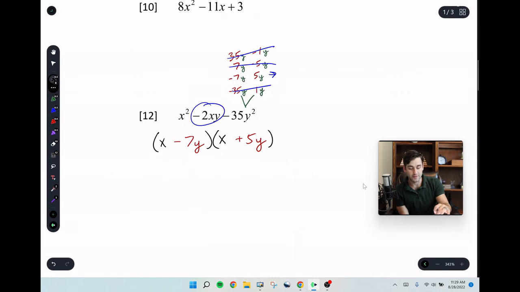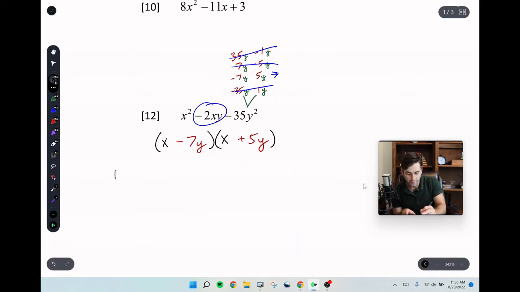So what we're going to do is we're going to FOIL. We're going to do first, outer, inner, last. Here's a little good review if you don't want to go back and watch that video of how to FOIL. So I'm going to do the first one in blue.